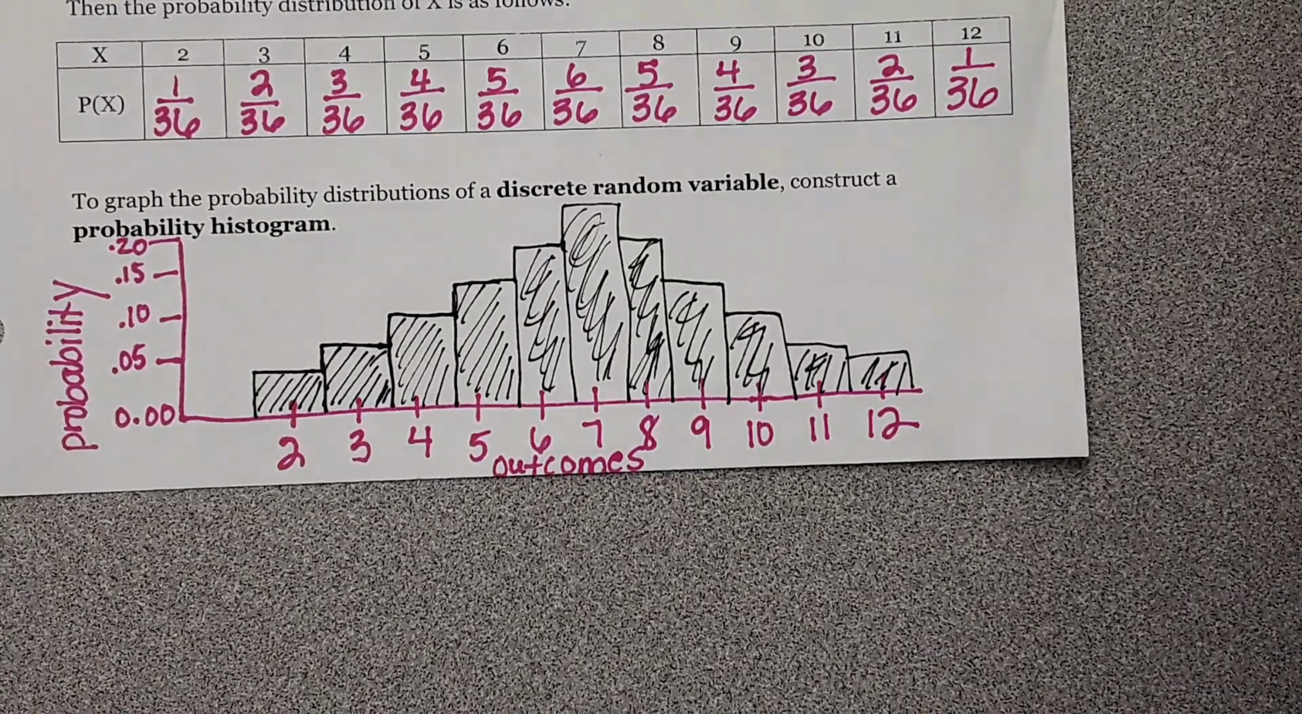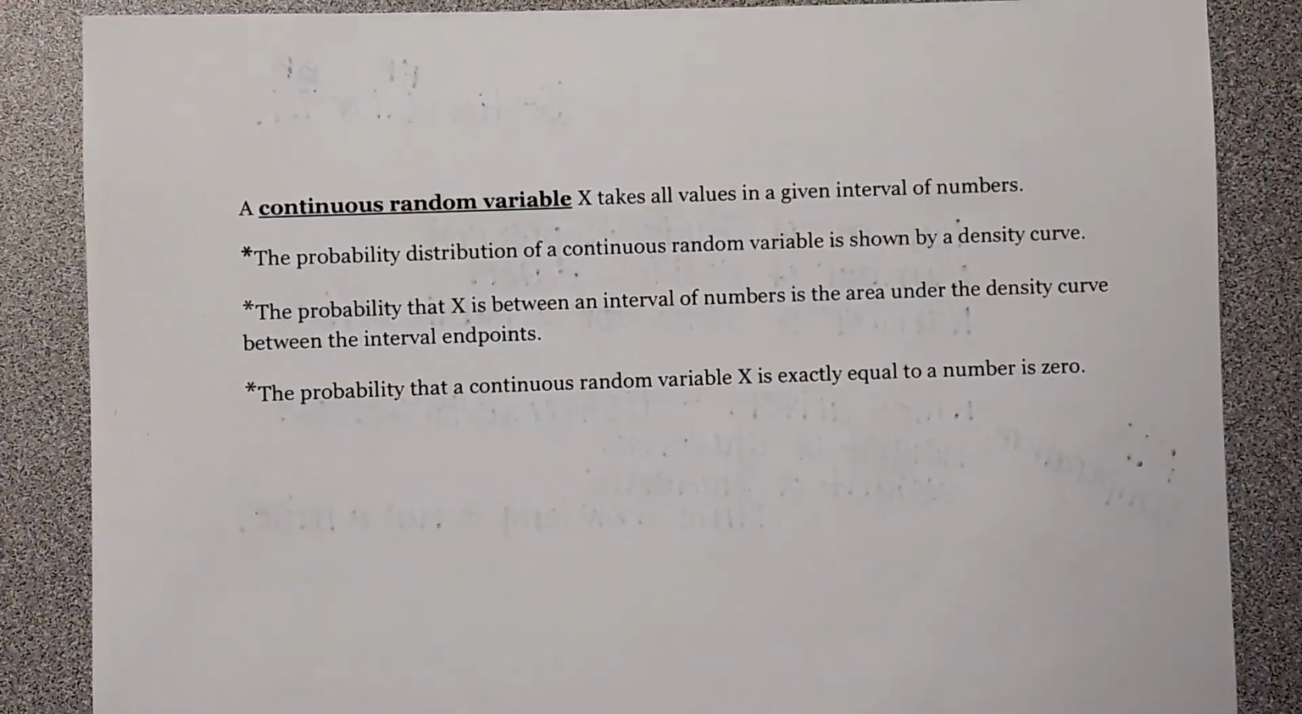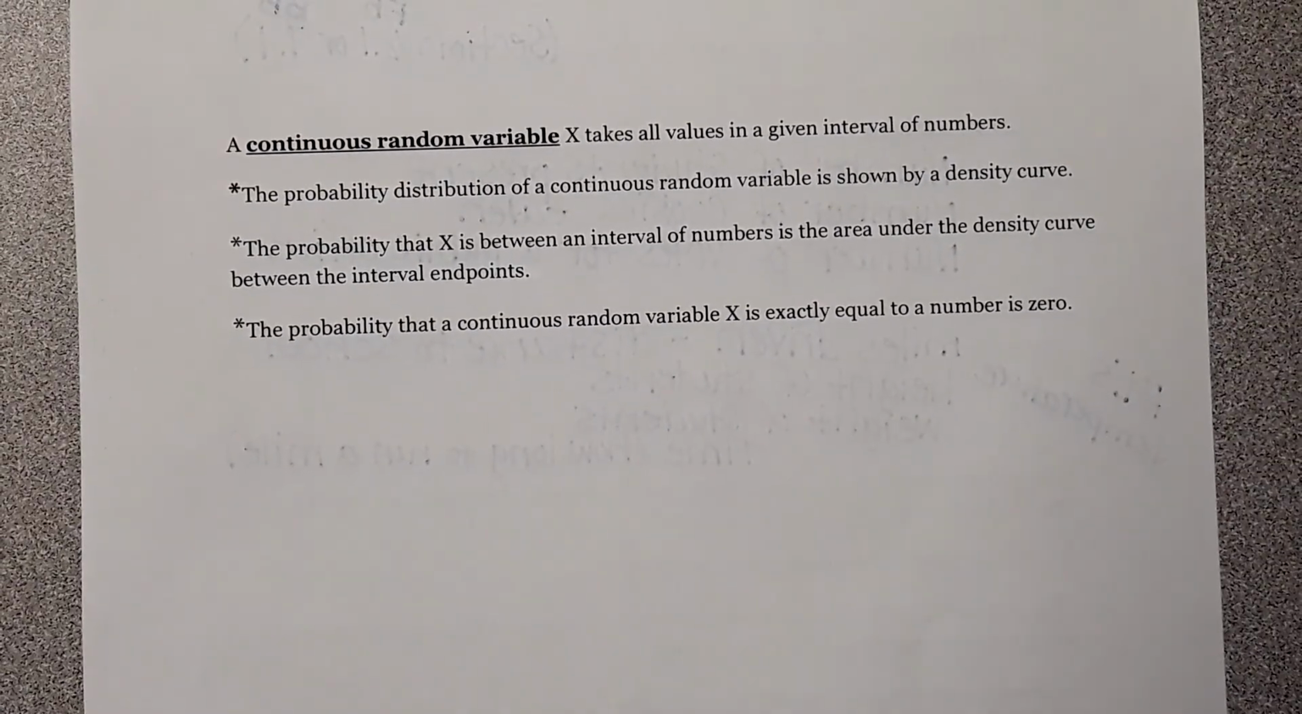You guys ready for the back of this? Good. We'll use the back for this one. So, basically, continuous random variables are, remember when we did z-scores, we did normal curves? That is what we're doing. We're doing normal curves again.